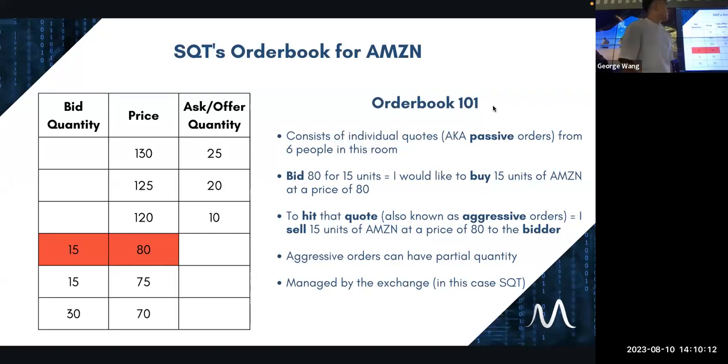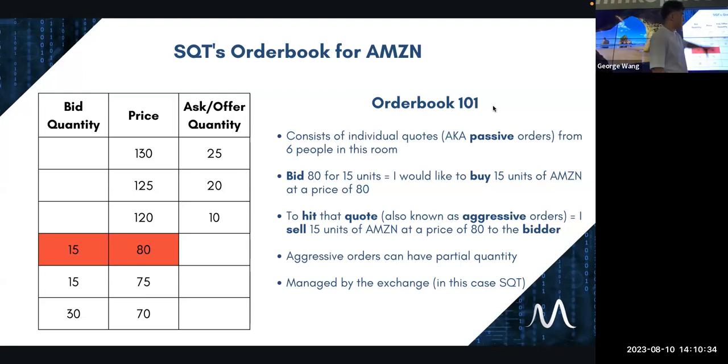This is a quote. If I want to hit that quote, if I want to trade against the person, I can sell to them at 80, because they're willing to buy. If I hit this quote, I'm placing an aggressive order, and I will be selling the 15 units to this bidder at a price of 80. Does that make sense so far?